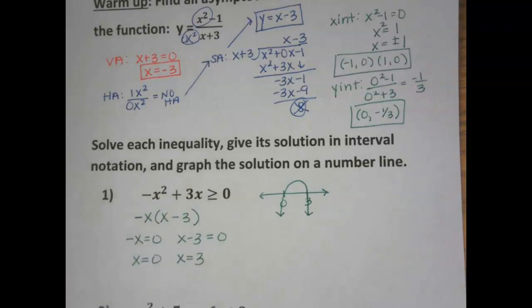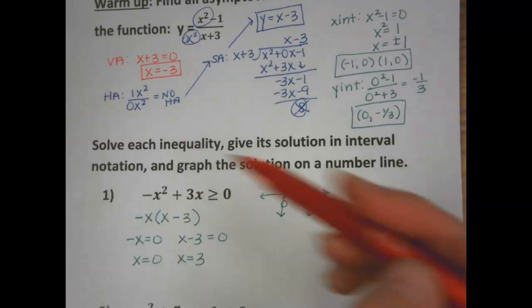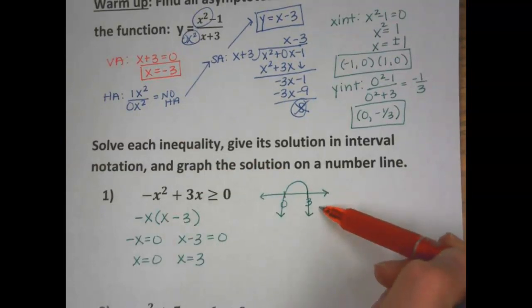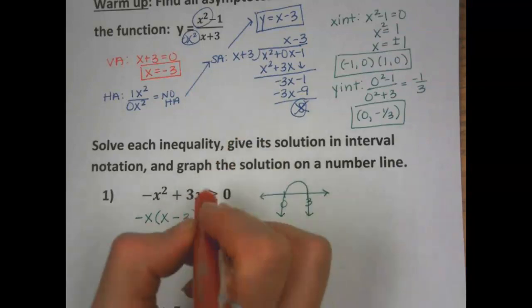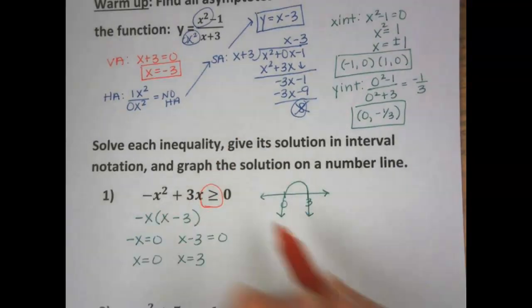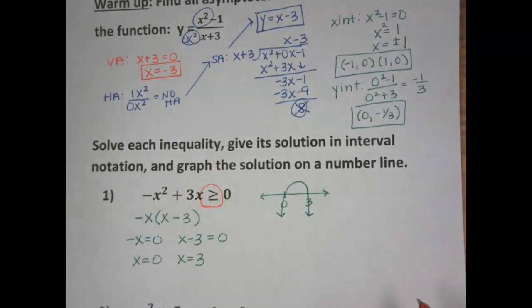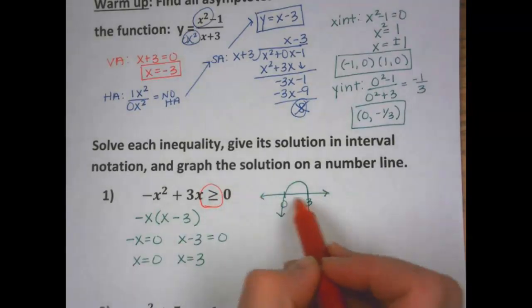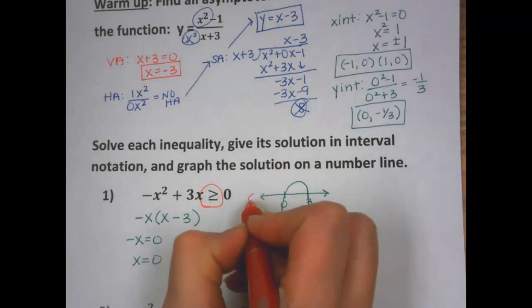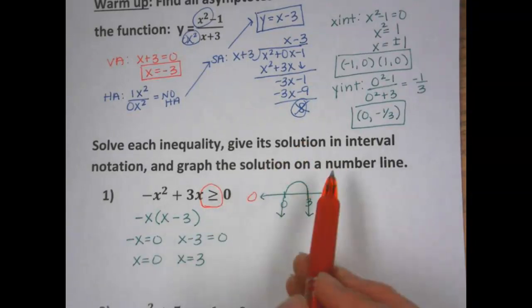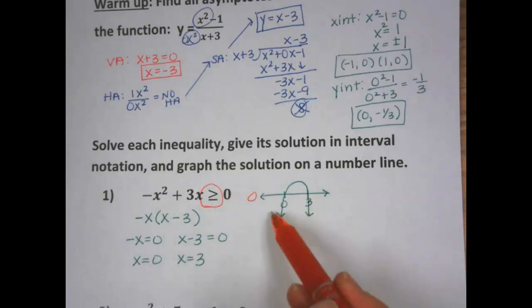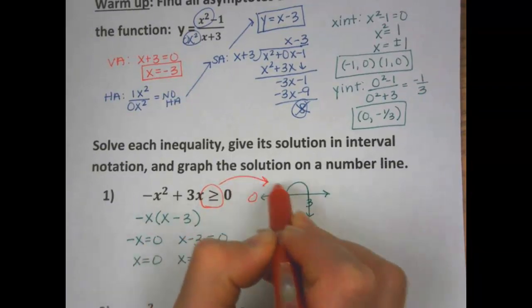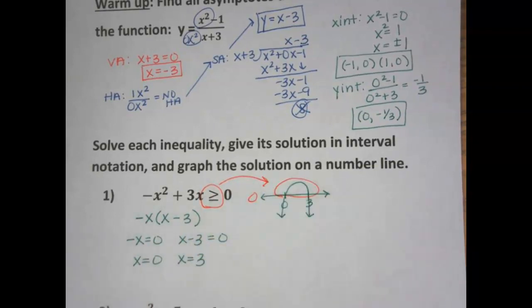Next, we need to determine, are we interested in the top portion of the graph or the bottom portion of the graph? And the way we do that is by looking at this inequality. This inequality says greater than or equal to 0. This number line right here represents 0. So greater than 0 would be the top portion, less than 0 would be the bottom portion. Since this says greater than, we care about this top portion.